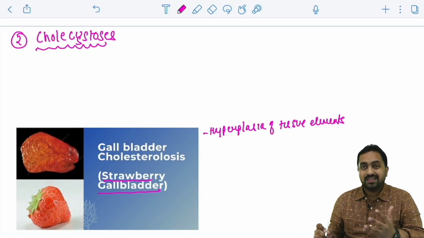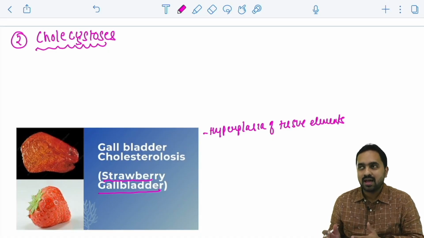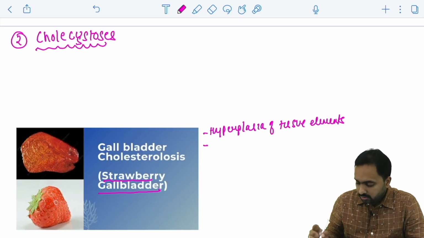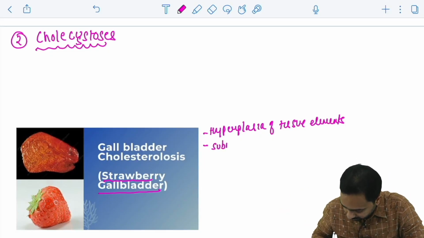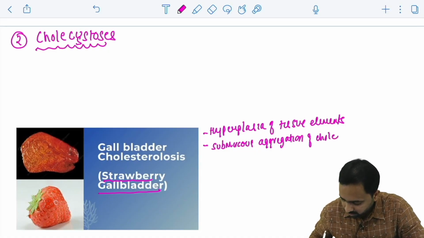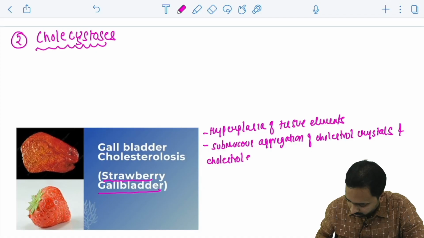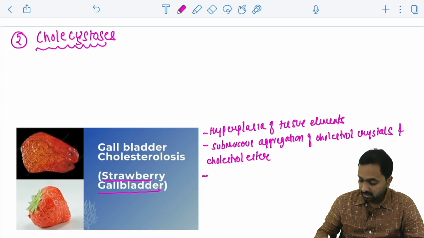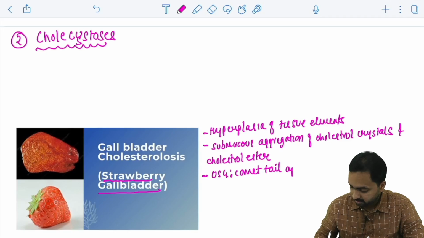Before I proceed further, the images which have been used in the explanation of cholecystosis have been taken from internet sources and Bailey and Love. So, strawberry gallbladder, there is hyperplasia of tissue elements. There is submucous aggregation of cholesterol crystals and cholesterol ester. In USG, it shows a comet tail appearance.